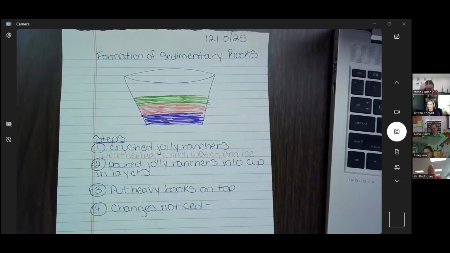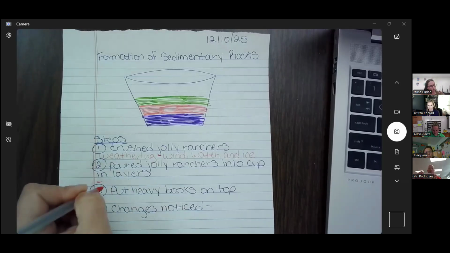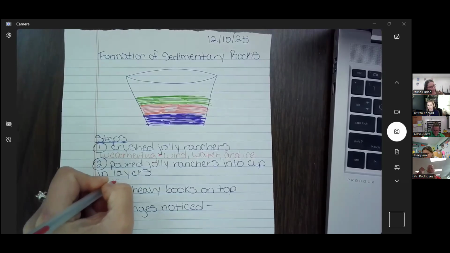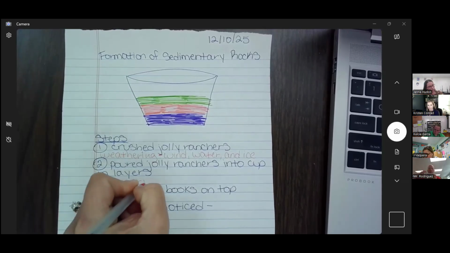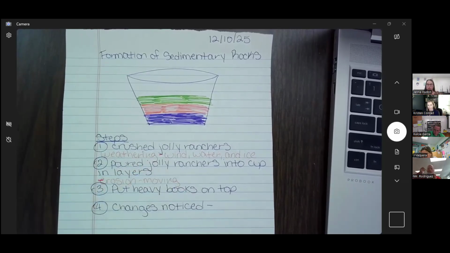They got it. Okay, so when we are taking that baggie, that's erosion. And when we are dropping it, then that is deposition. So yes, boys and girls, we poured those Jolly Ranchers into the cup in layers. And when we were doing that, we were modeling erosion, which was the moving.